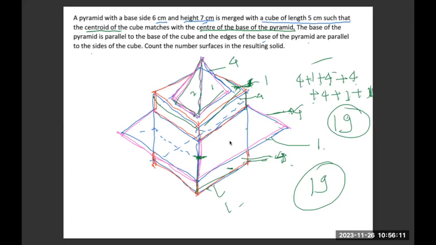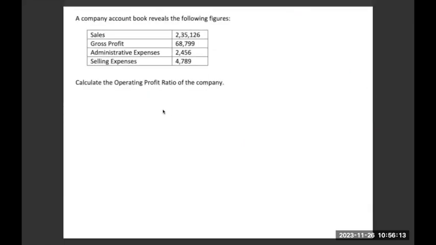Okay, we'll move to the next one. This is what an accounting book of a company looks like, where sales is something, gross profit is given, and expenses of administrative and selling are provided. What you have to find is the operating profit ratio of this firm.